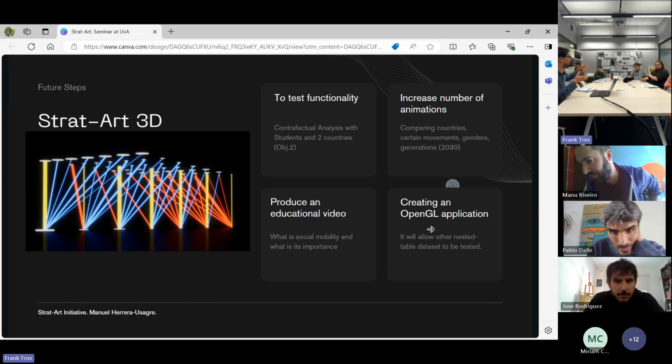So the functionality would require making a test to see if students can understand social mobility better with this than with the state-of-the-art methods. So it's a little bit complicated. That's why in the next 2 days, I'm going to go to the data visualization lab at the University of Amsterdam here to see what we can work with.